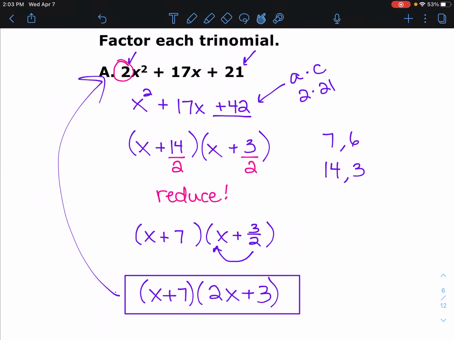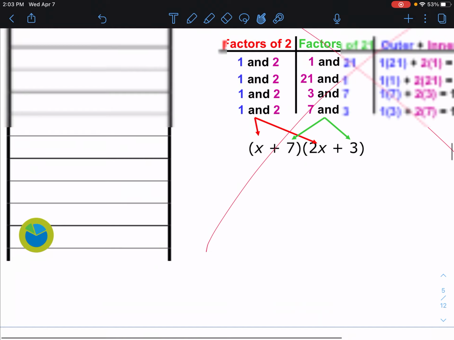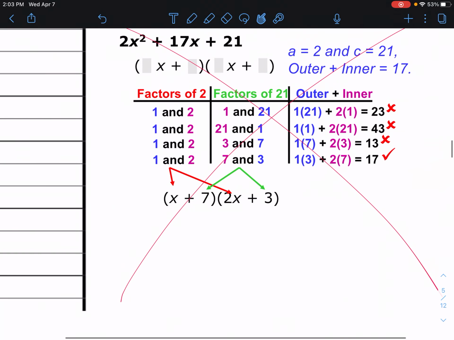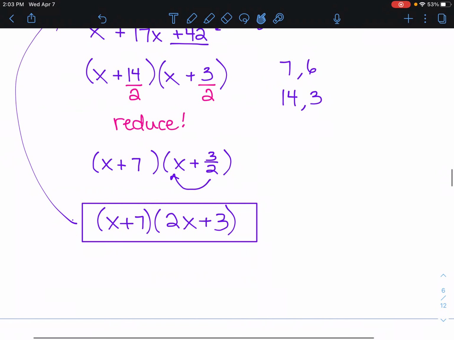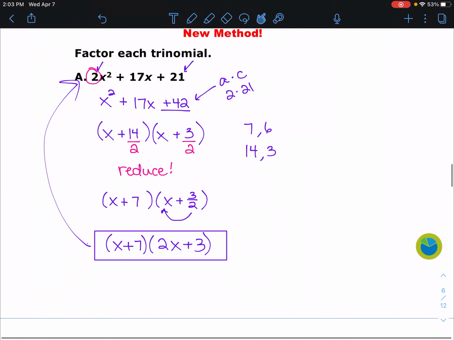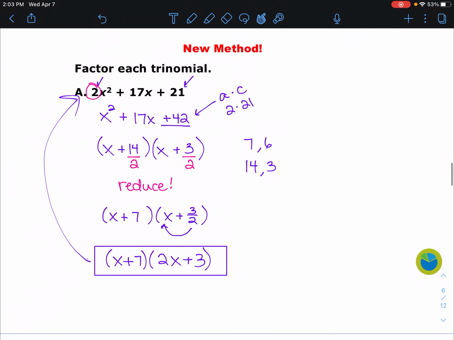Now notice, that's what they got right here. They got x plus 7 times 2x plus 3. That's the same thing we got, x plus 7 times 2x plus 3. Exact same, right? So this way is way better. It's a lot faster. It's also more accurate.